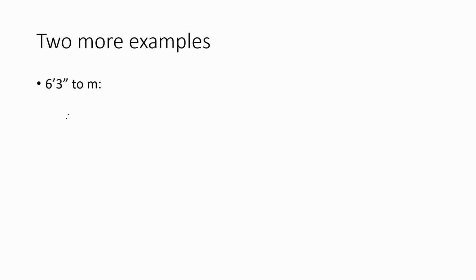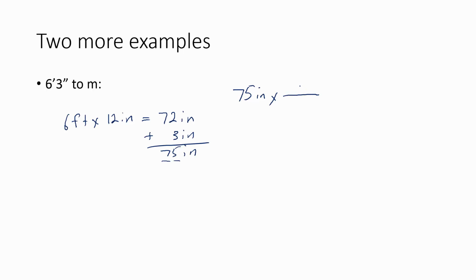Okay, so 6 feet times 12 inches. That's going to give us 6 times 12, about 72 inches. We're going to add 3 more inches to that and get 75 inches. So we have about 2 significant figures for this. So 75 inches. Again, I don't know the direct feet to, or inches to meters conversion, but I know centimeters to meters, so that's part of my strategy here.